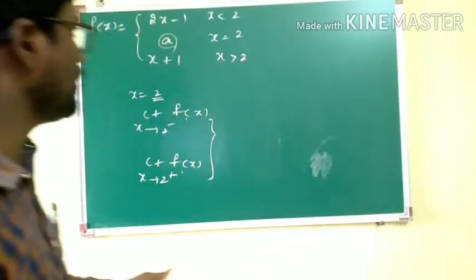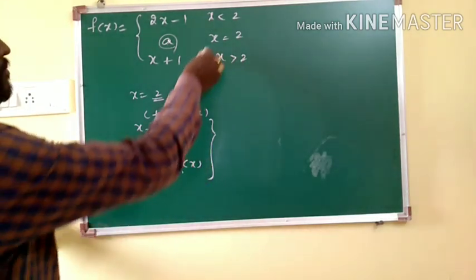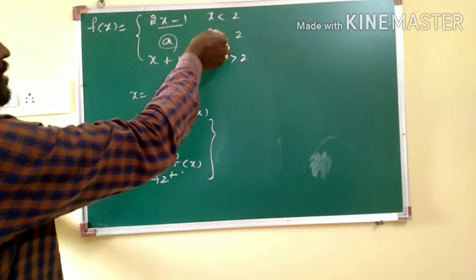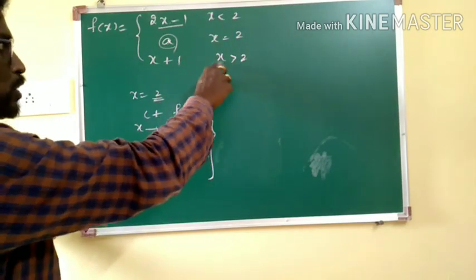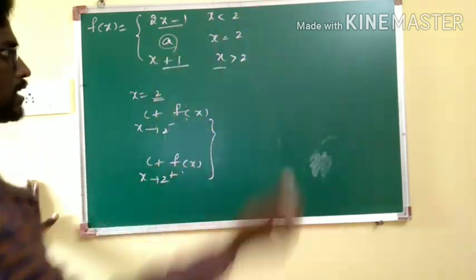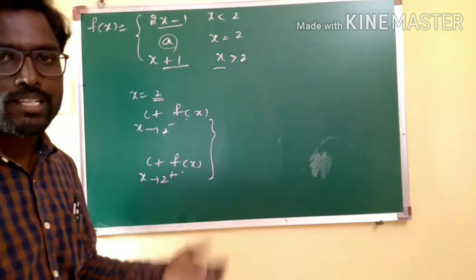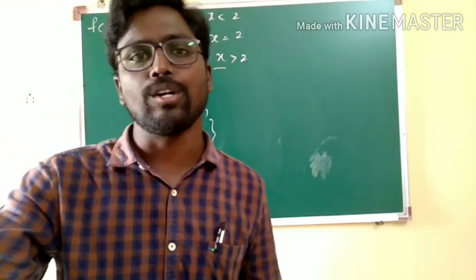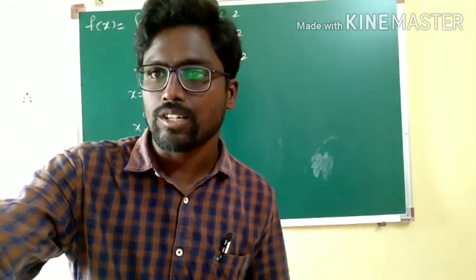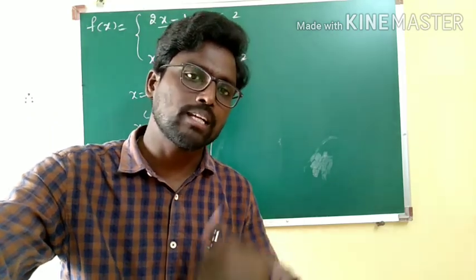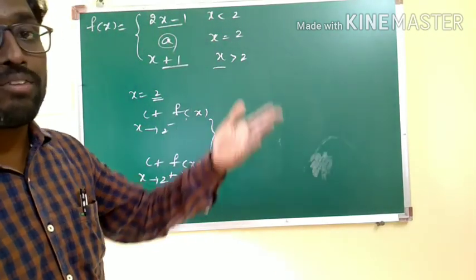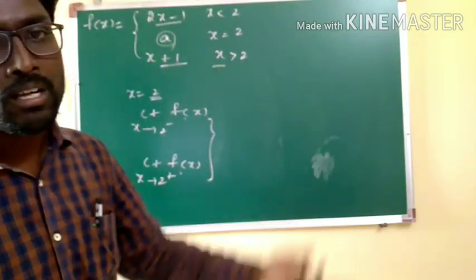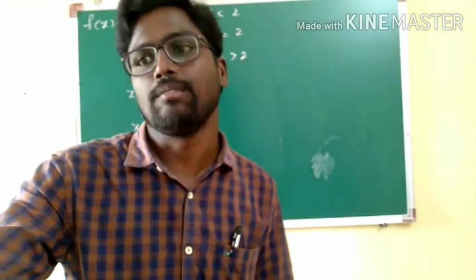It is a very simple case. For 2 minus you will be taking this function, 2 into 2 minus 1, 3. But for 2 plus, you will be taking x plus 1, 2 plus 1, 3. In both the cases, left hand limit and right hand limit are equal to 3. And hence the function is continuous at x equal to 2. It must be equal to f of 2. What is the f of 2 value? a. Therefore, a is equal to 3.